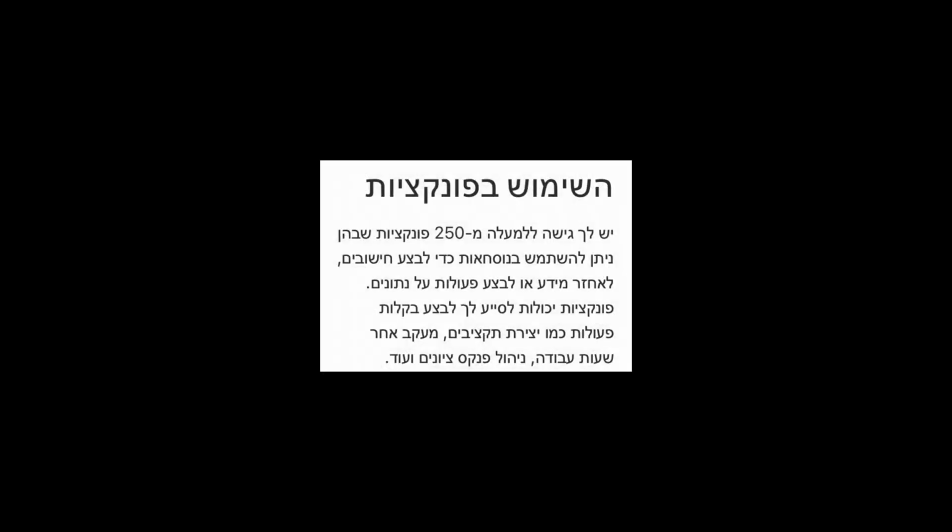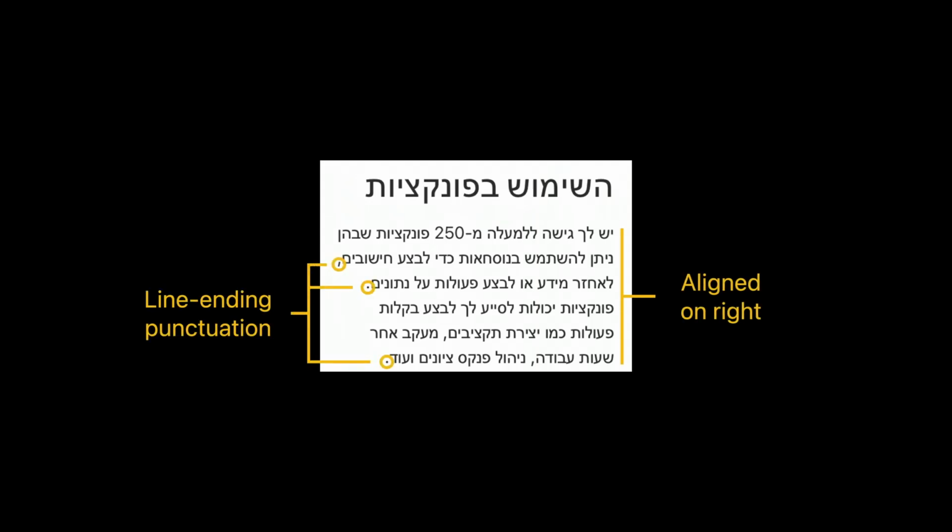Here's a paragraph of Hebrew text. This one is from the Hebrew version of the Formulas and Functions Help page for numbers. Notice that the text is aligned on the right and ragged on the left, and that many lines, including the last one, have punctuation on the left-hand side. There's also a number in this paragraph. The number still goes from left to right. This one is telling us that numbers supports over 250 functions.